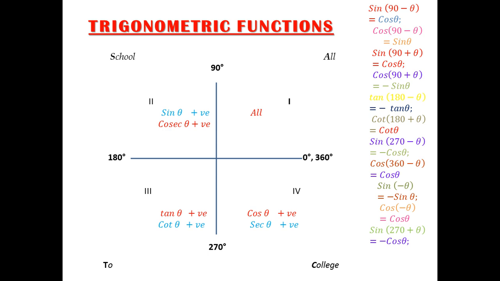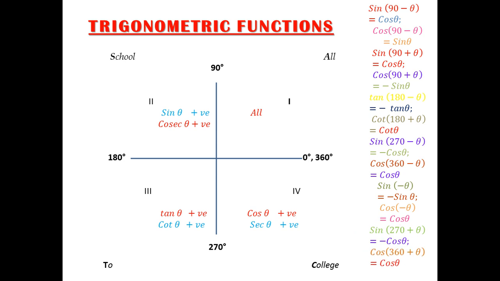Sine 270 plus theta. 270 plus theta. Which quadrant? Fourth quadrant. At 270 we have to change. Now what is sine theta in fourth quadrant? Positive or negative? Sine theta is negative. So our answer is minus cos theta.